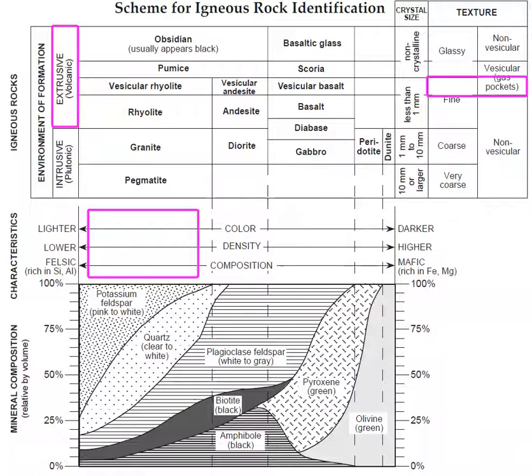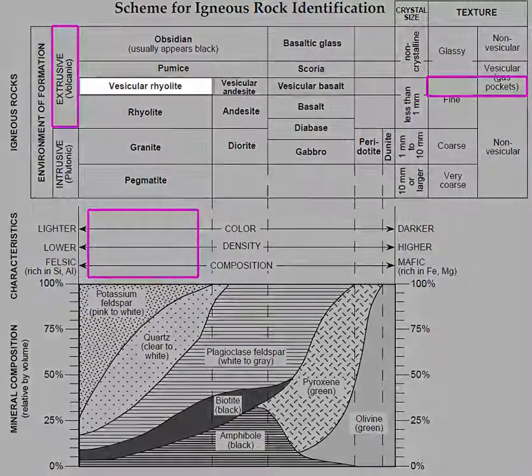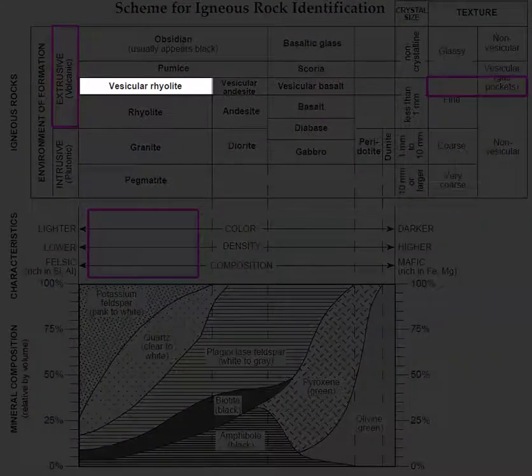The most restrictive box is around the vesicular fine texture. So it has to be somewhere in this region because we know it's on the more felsic compositional side. We know that we are looking at the rock vesicular rhyolite.